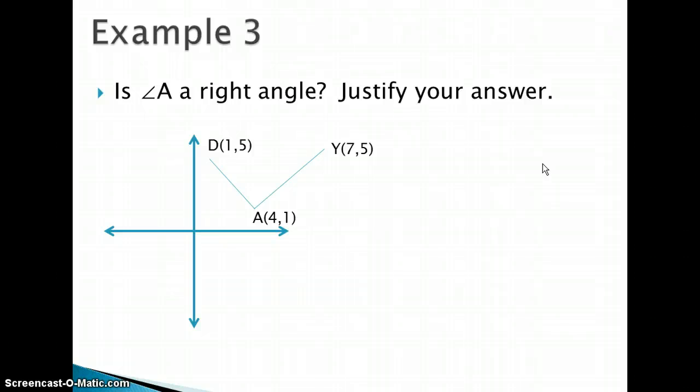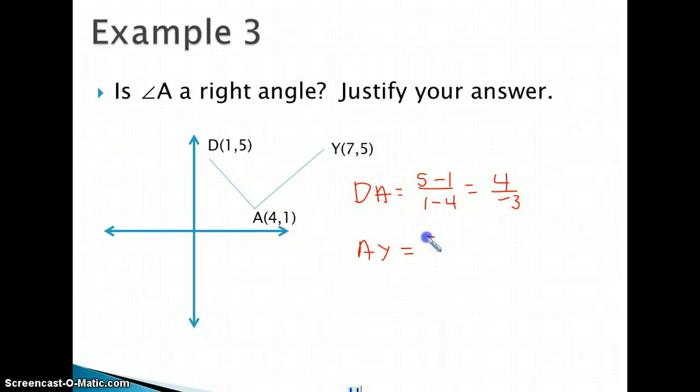And for this example, our last one, we want to know if A is a right angle, and we want to justify our answer. In order for it to be a right angle, that means that these two lines have to be perpendicular. So I need to calculate two slopes. I need to calculate the slope of DA, which will be 5 minus 1 over 1 minus 4. So it's 4 over -3. And then I need to calculate the slope of AY. 5 minus 1 over 7 minus 4.